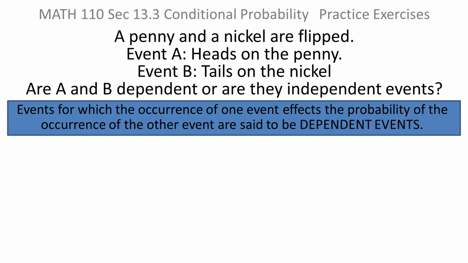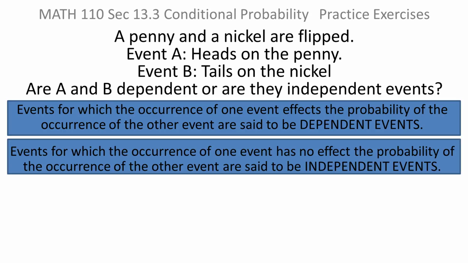Remember, events for which the occurrence of one event affects the probability of the occurrence of the other event are said to be dependent. But events for which the occurrence of one event has no effect on the probability of the occurrence of the other event are said to be independent events.